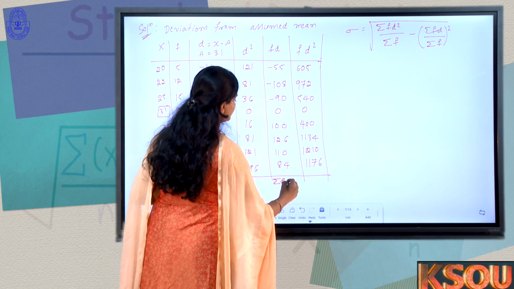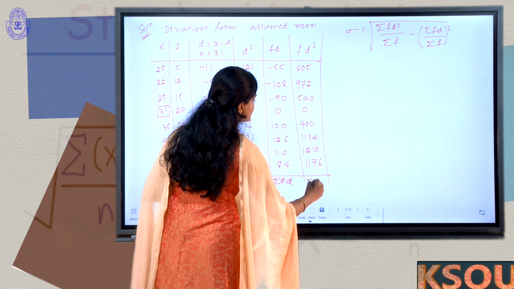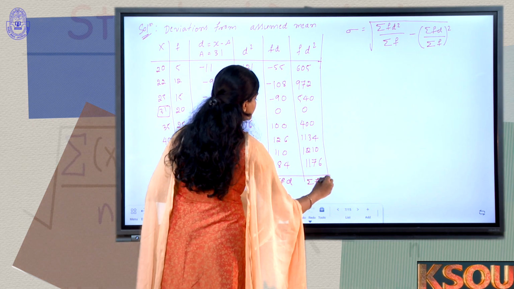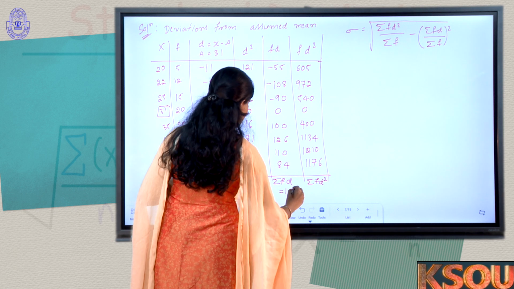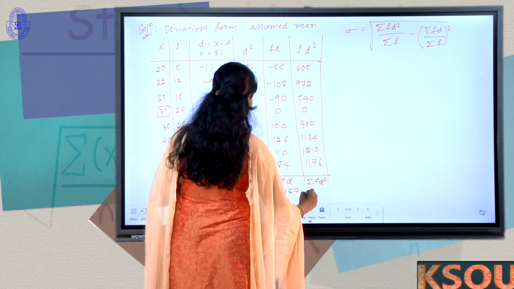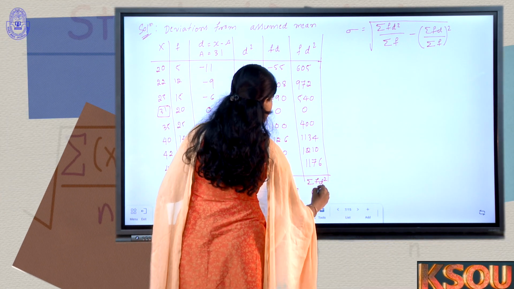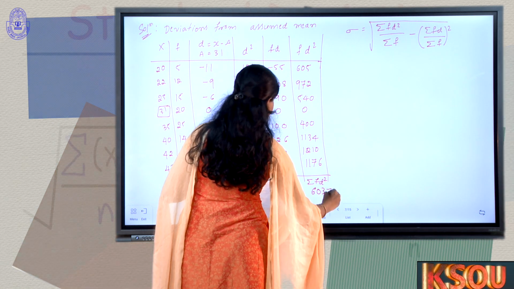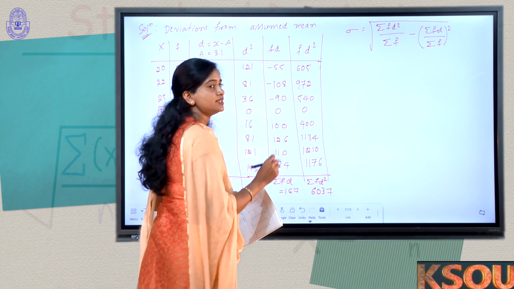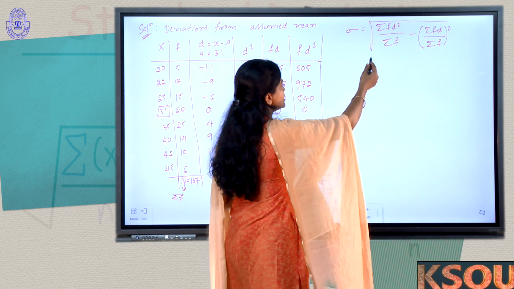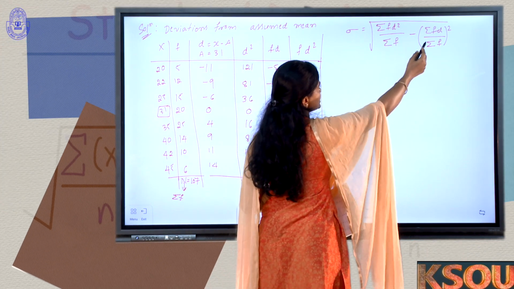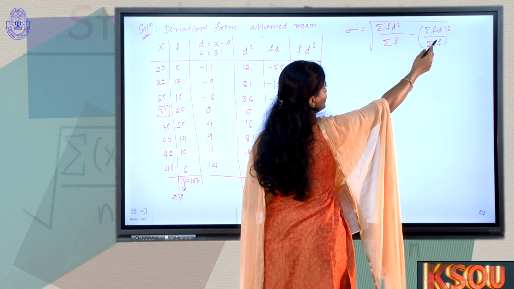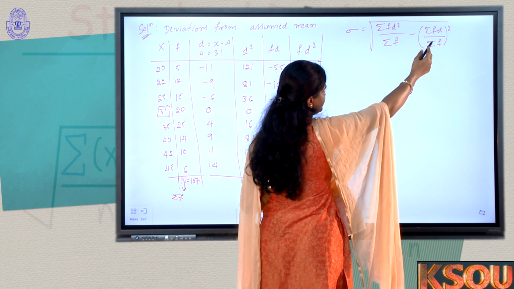After calculation of these two values, you will have to take the summation: summation fd and summation fd square. For summation fd, you will have to get 167, then summation fd square is equal to 6037. Now you can apply this formula here. Sigma is equal to square root of sigma fd square by sigma f minus summation fd by summation f whole square.